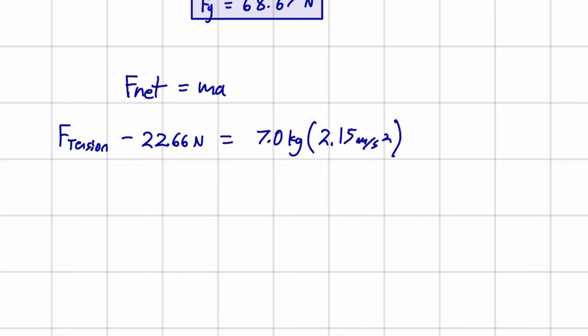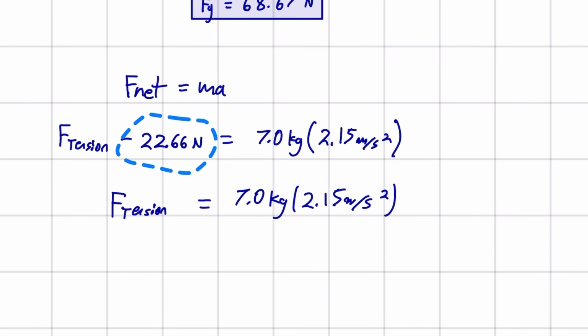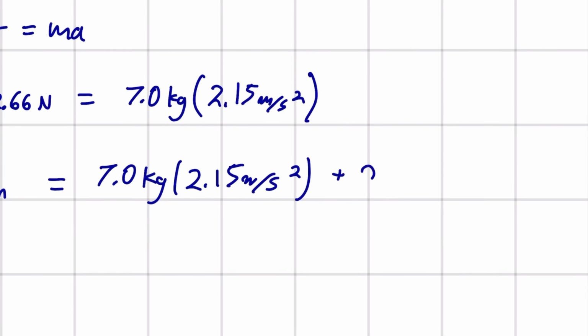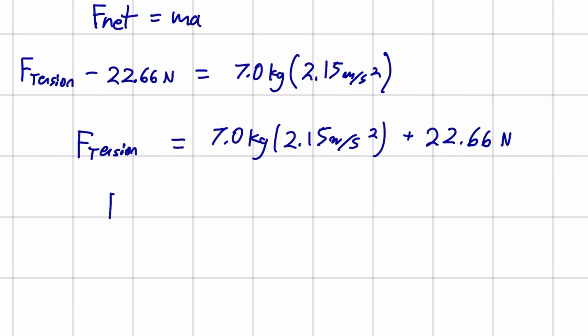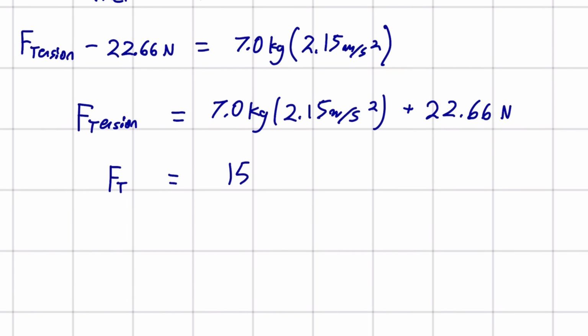So all we have to do now is isolate our unknown. So F tension is equal to, remember the other side of the equation will stay the same, except we're bringing this subtraction to the other side, and it's going to become an addition. So plus 22.66 newtons. So force of tension is equal to 15.05 newtons plus 22.66 newtons.